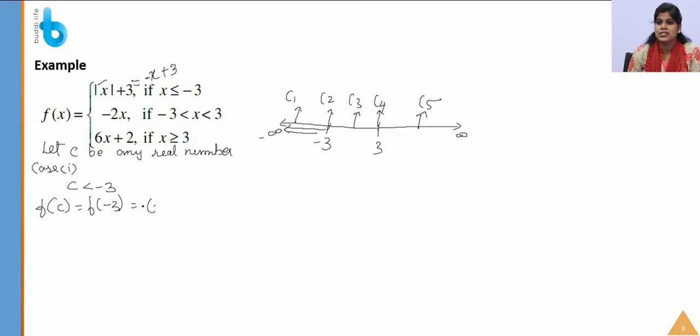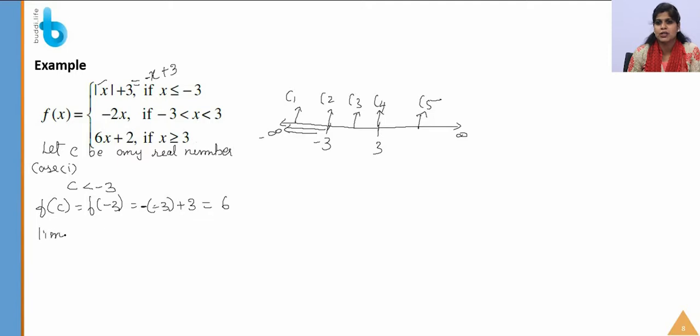Actually the minus is already there in the function. Instead of x only, we are substituting minus 3, and plus 3 is there in the function. So minus into minus is plus 3, plus 6. So f of c is plus 6.